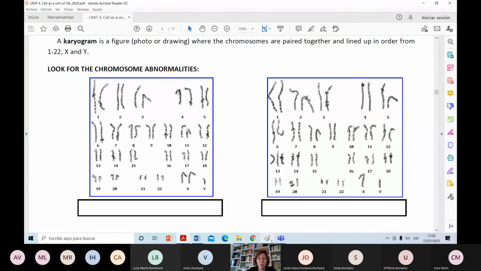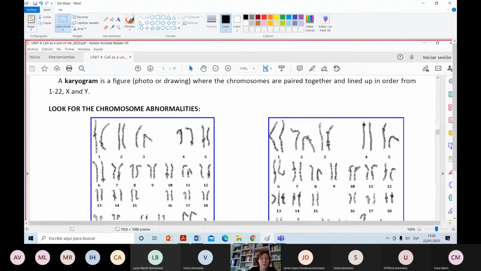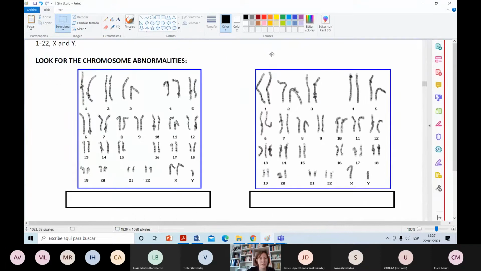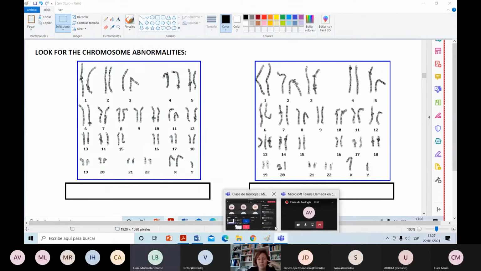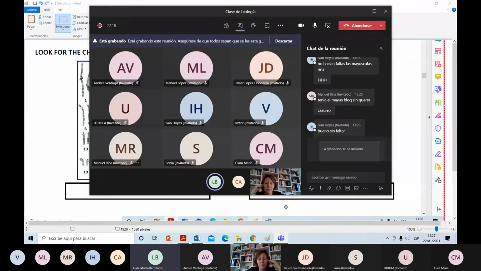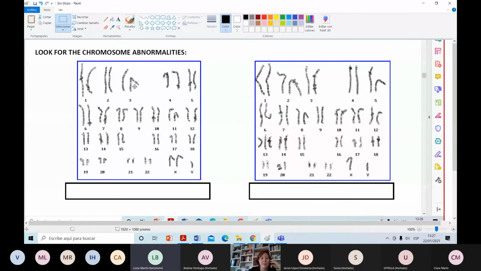First of all, what is the definition of a karyogram, or how would you define this karyogram? Any idea for the definition of a karyogram? It's like a photo of your chromosomes. Okay, perfect. So they take a picture of the chromosomes in your cells and they organize them.